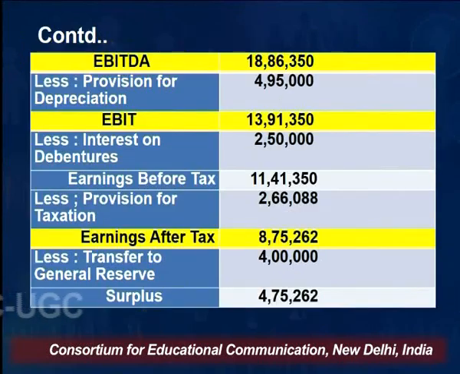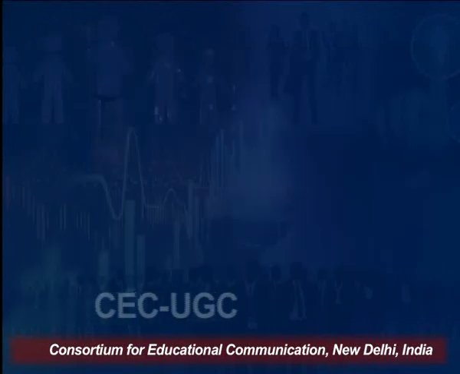Let's proceed. What is there in the caselet? After EBITDA, we have provision for depreciation. So if we start with EBITDA, we can avoid the nullification of depreciation also. We have EBIT, interest on debentures, earnings before tax, less provision for tax, and then earnings after tax, transfer to reserve, and the surplus reported is 4,75,262. This is the detail about the profitability of Budding Entrepreneurs Limited, and this is the way they have reported their profit and loss account.